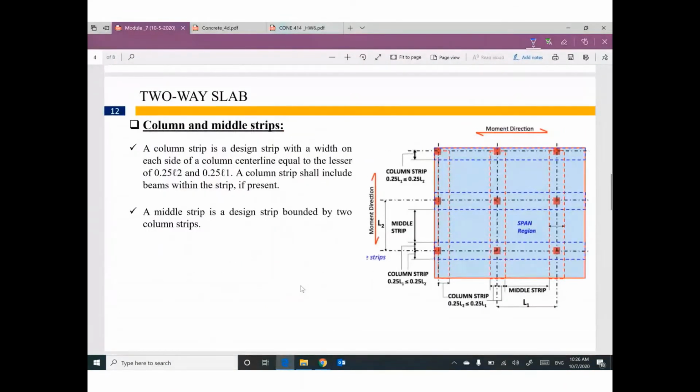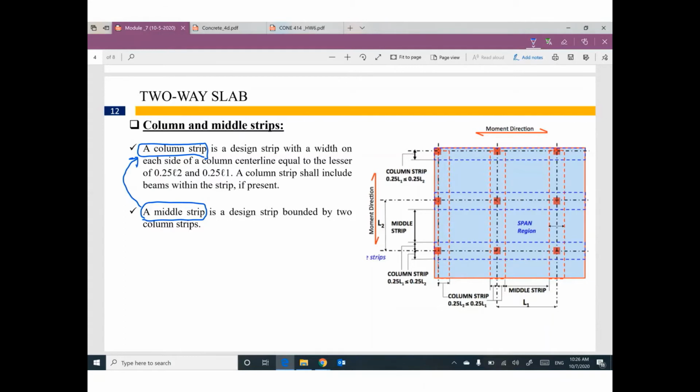Guys, for a one-way slab, we assumed a strip with unit width. But for two-way slabs, we need to divide the slab into many strips. The first one is called the column strip. The second one is called the middle strip. By the way, the middle strips are supported by the column strips.